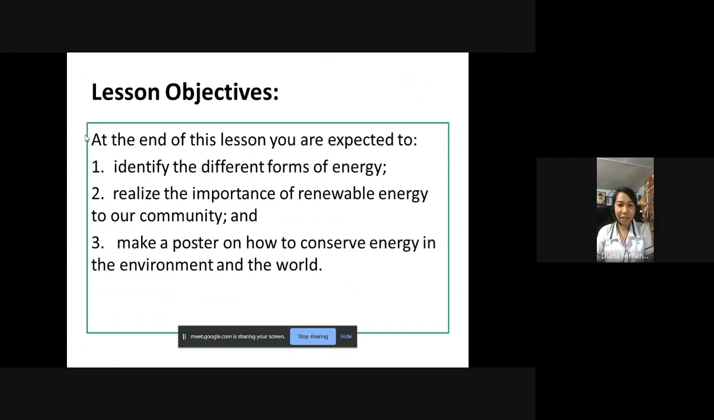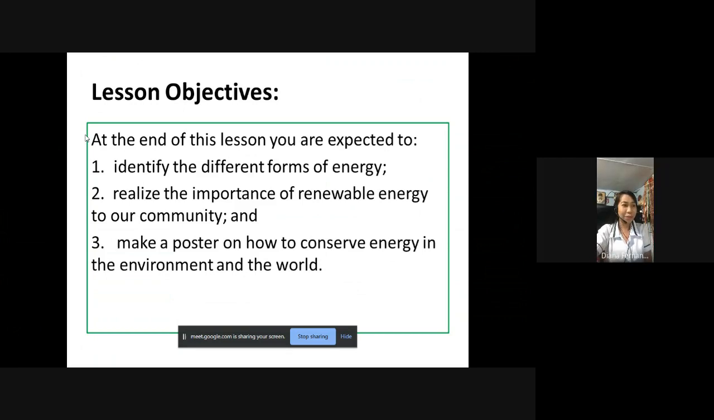So are you ready with our lesson for today? Okay, so let me read to you the lesson objectives. At the end of this lesson, you are expected to, number one, identify the different forms of energy. Number two, realize the importance of renewable energy to our community. And number three, you are going to make a poster on how to conserve energy in the environment and the world. Did you understand the lesson objectives? Do you have any question regarding that?